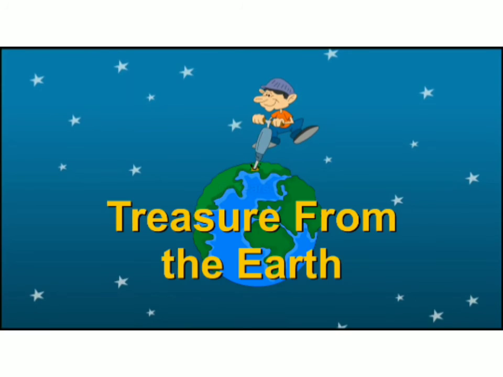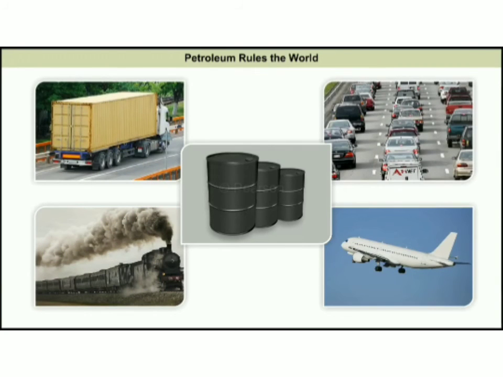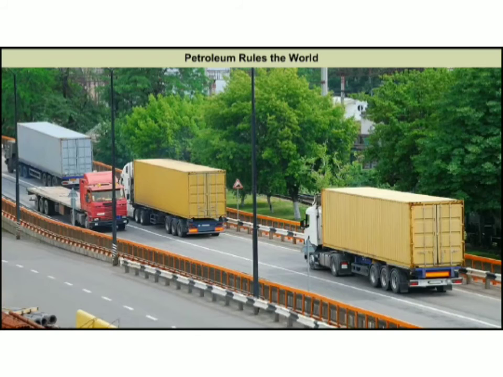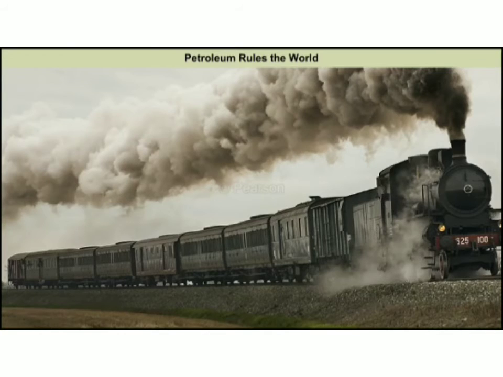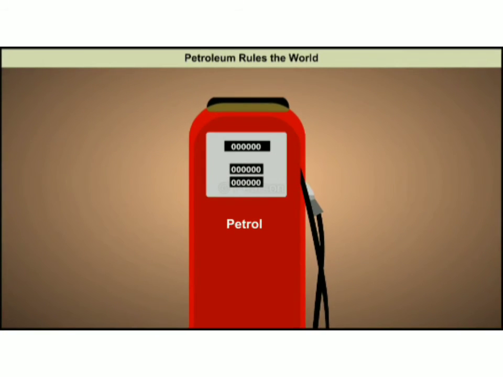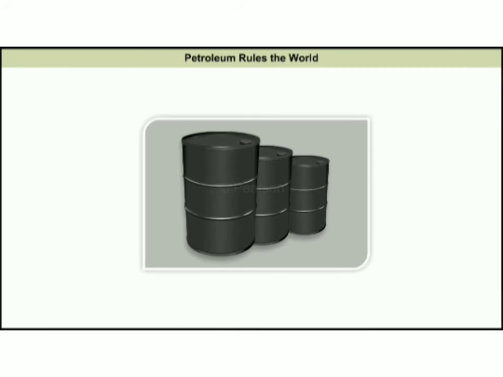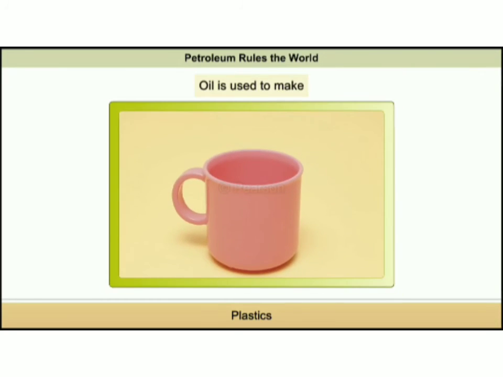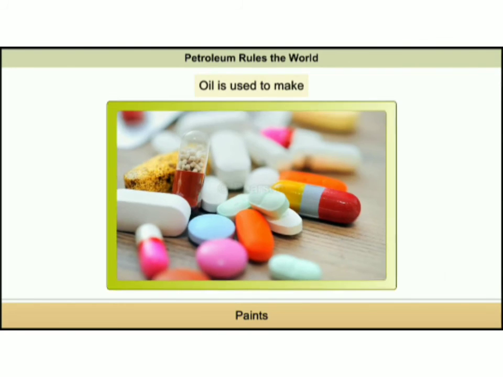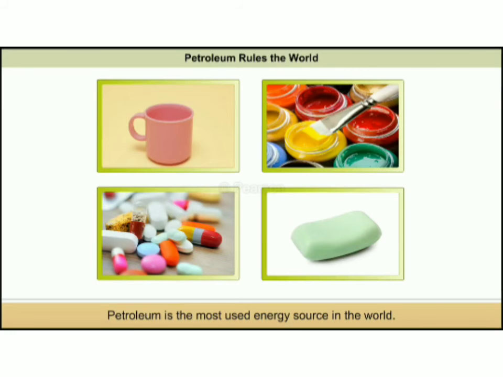Treasure from the earth. Petroleum rules the world. Almost all forms of transport use petroleum. Cars, trucks, motor vehicles, trains and planes are all powered by petroleum. A world without petroleum would come to a halt. Factories use this oil to make plastics, paints, medicines, and soaps. Petroleum is the most used energy source in the world.